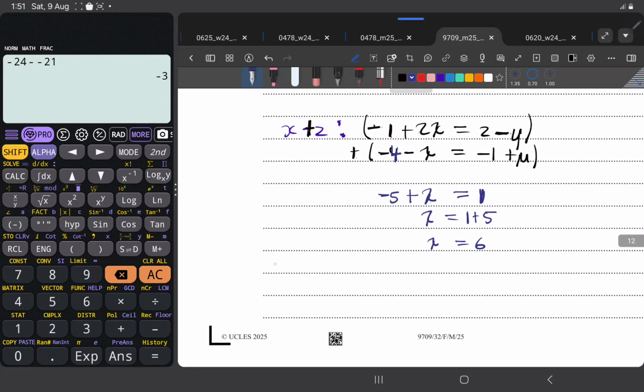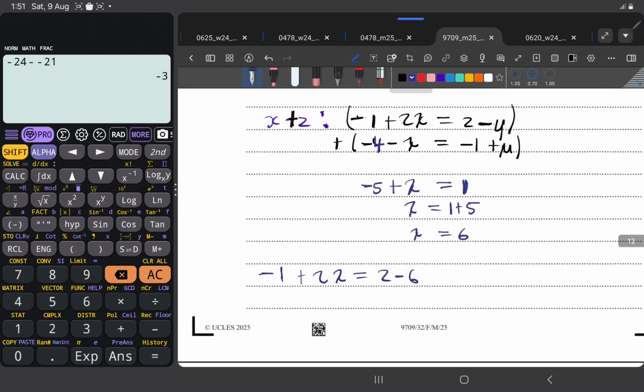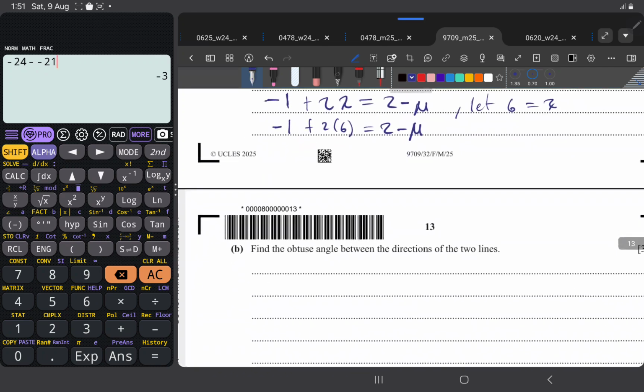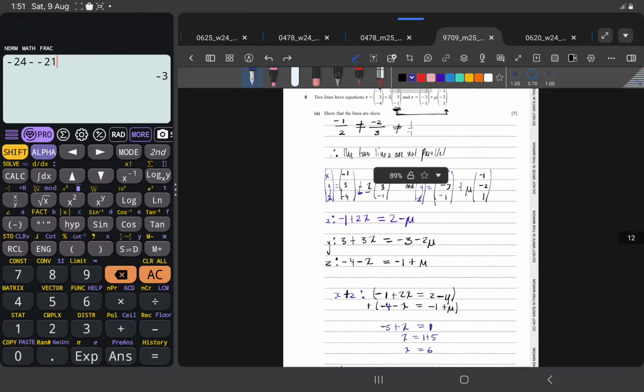Now I'm going to put them in the same version, in X plus Z. Let's say I use the equation for X: -1 plus 2 lambda is equal to 2 minus mu. Okay? This is equal to 2 minus mu. Then I'll say let 6 be equal to the lambda. I'll now have -1 plus 2 by 6 is equal to 2 minus mu. Then let's reduce it. We always have to do it.